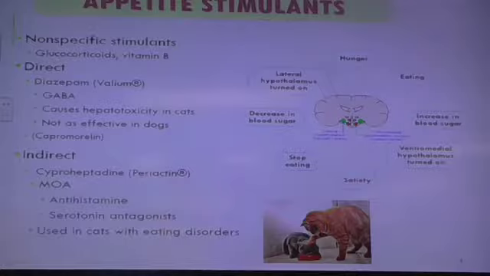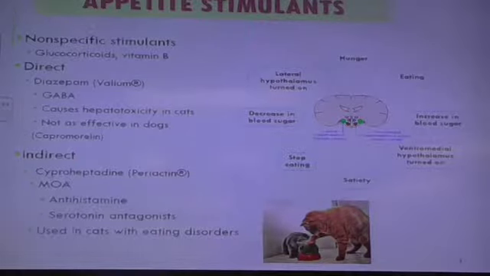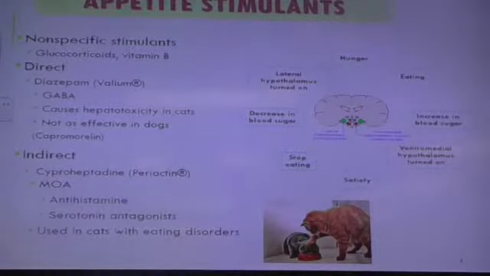The appetite stimulant agents we use in the clinic, there are three types. First is the non-specific stimulant, and that includes glucocorticoid and vitamin B. For glucocorticoid, we don't know exactly what the mechanism of action is that increases the appetite. But we know that a dog or animal on glucocorticoid just starts eating non-stop, right?